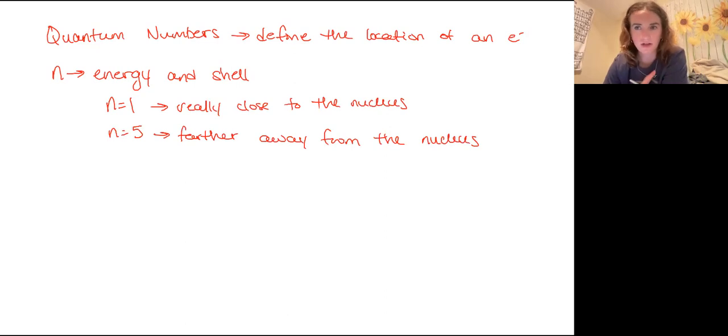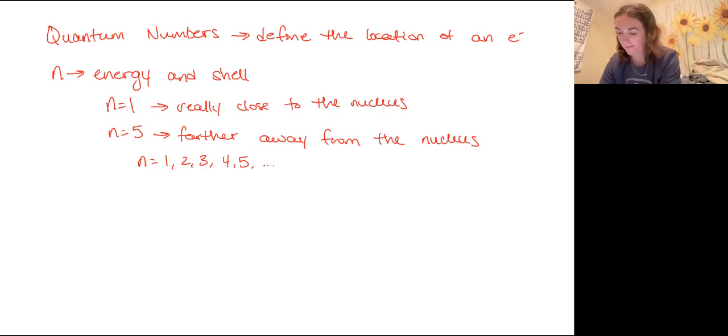Okay, any questions on that so far? The possible numbers for N that we can have are any positive integer. So we could have N is equal to 1, 2, 3, 4, 5, etc. We usually tend only to talk about energy levels up until N is equal to 5, but 6 and 7 do exist as well.